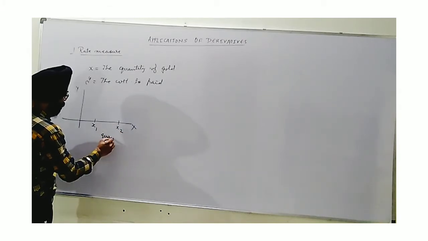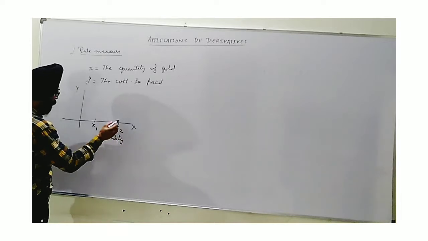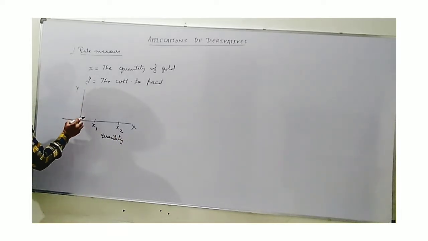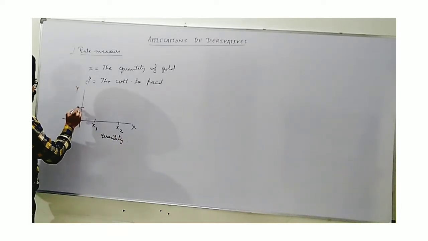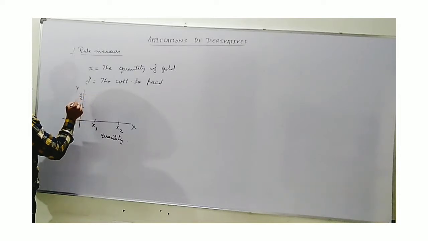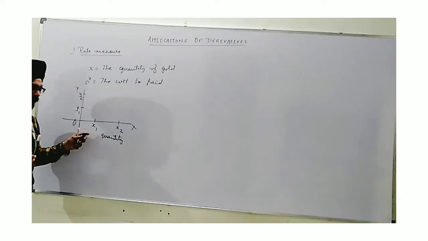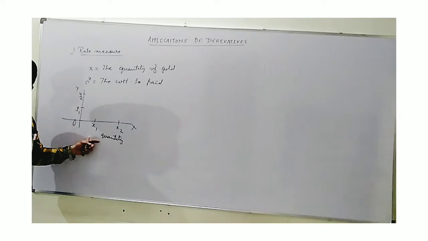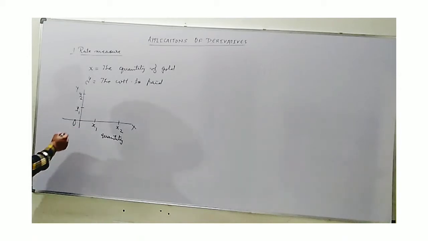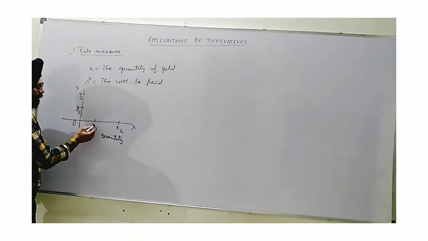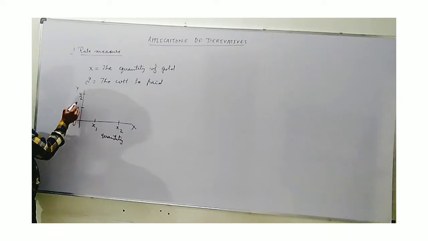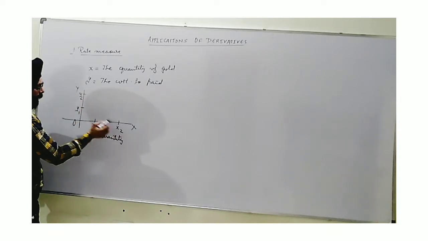Here we are showing quantity of gold along x-axis, and two values y1 and y2 we have taken. Y1 is the value corresponding to x1. Now as we discussed that when the quantity of gold to be purchased is increased, then the cost to be paid also will be increasing. So y1 which is related to x1, here I have taken smaller than y2 which is related to x2.